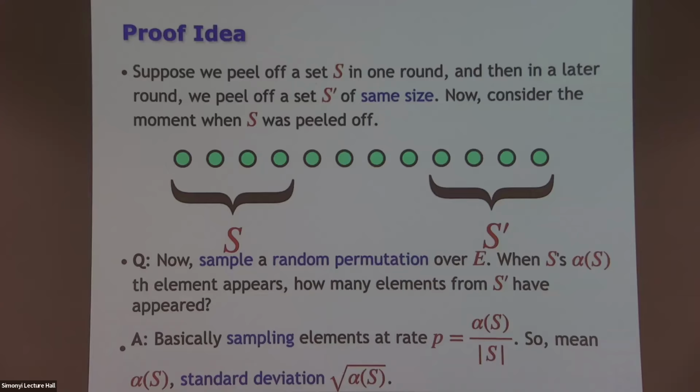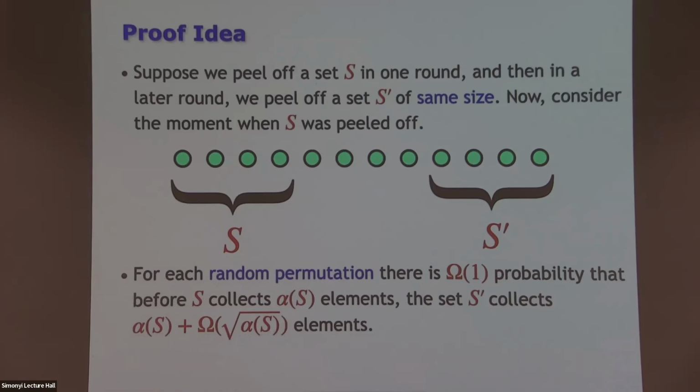But importantly, as we saw before, there's also an inherent standard deviation here, a standard deviation of square root alpha of S many elements. And so what does this mean? An equivalent statement is that when you take your random permutation over these elements, there's an omega-1 probability that before S collects alpha of S many elements, S prime collects alpha plus square root alpha of S many elements.